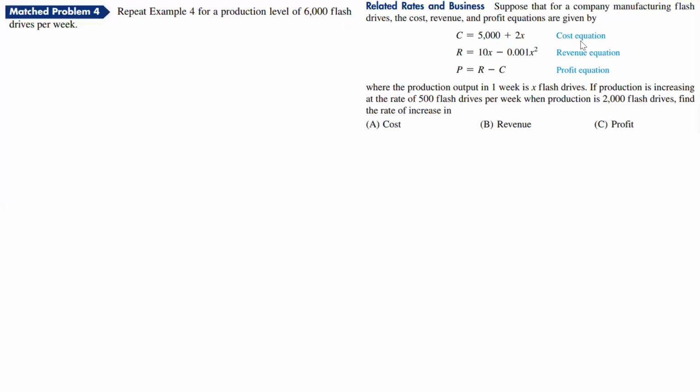All right, so this one we're supposed to repeat example 4, which is over here on the right, except we're supposed to change it to 6,000 flash drives per week. So what we've done is we've gone from 2,000 to 6,000. Everything else is the same, right?